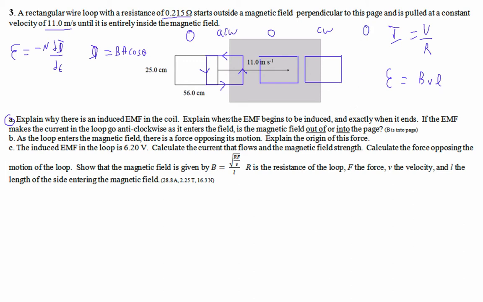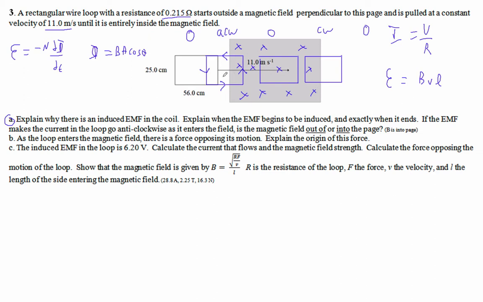So let's decide why it's going anti-clockwise as it enters the field. That anti-clockwise is a reaction to an increase in flux, and we're reacting to it by creating flux out of the page. Therefore, the change must be that the flux inside here is into the page. Let's go through that reasoning again. Now, by the way, sometimes you can just guess. You can just say, I'm going to guess that the magnetic field is into the page, and then just see if it works.